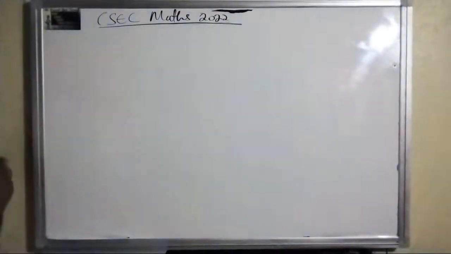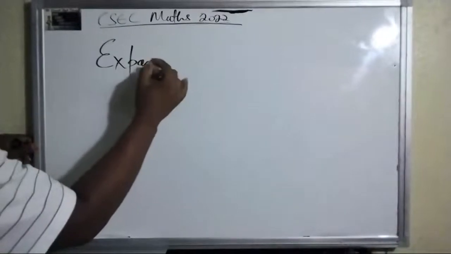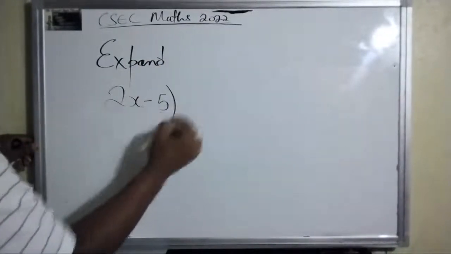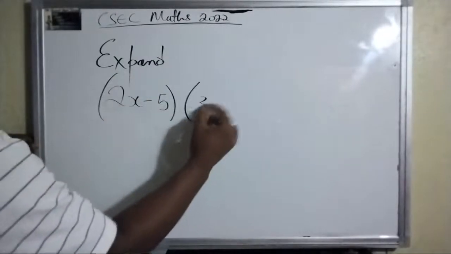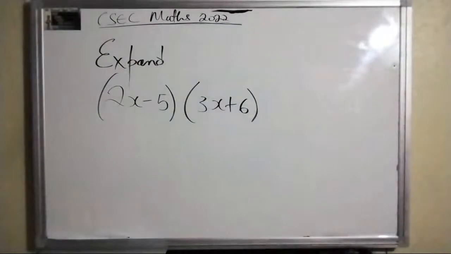Alright, this one says expand 2x minus 5 and 3x plus 6. Go ahead and attempt that one. I will start the solution in 1 minute. Let's go, guys.